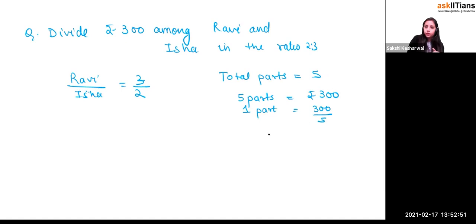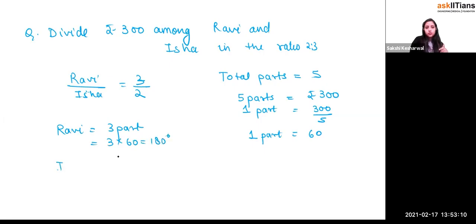3000 by 5, right or not? So this is equals to what? One part is equals to how much, beta? This is equals to 60. So Ravi is going to get 3 parts, right? Ravi will get how much, beta? He'll be getting 3 into 60, which is equals to how much, beta? 180 rupees, right?